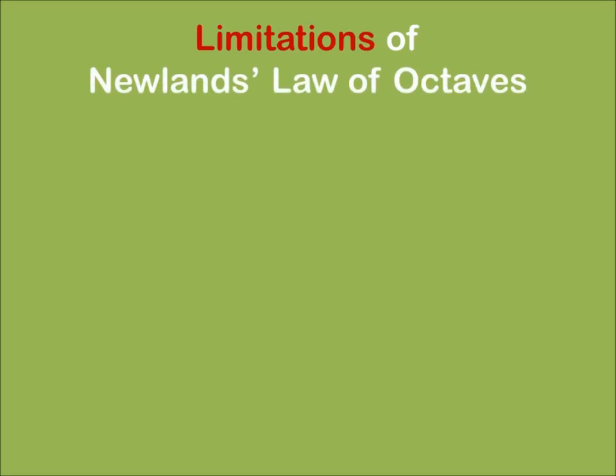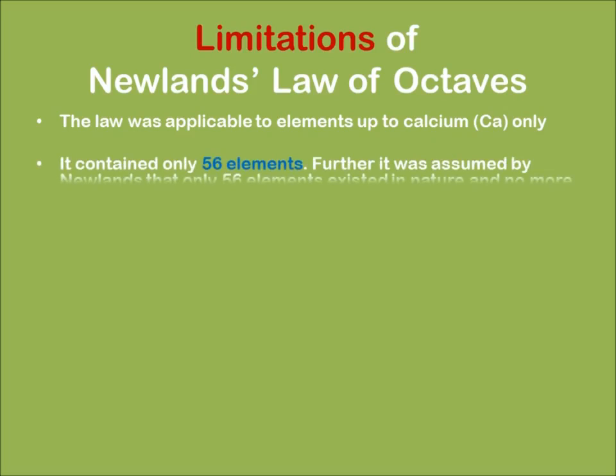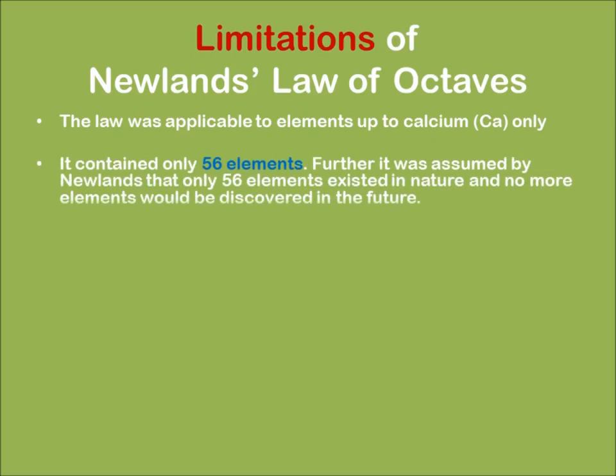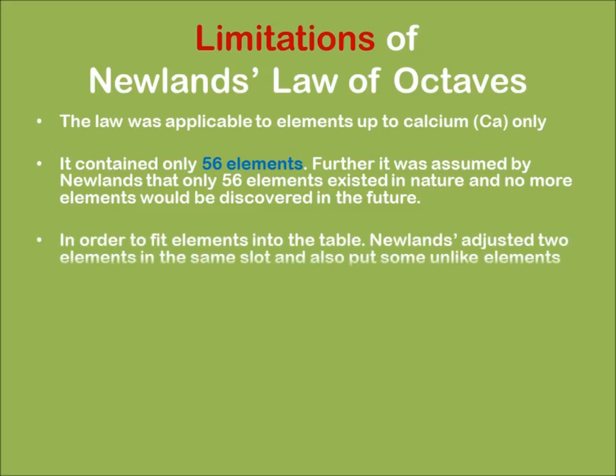Now, coming to the limitations of Newlands' law of octaves. This law was applicable only to elements up to calcium, not beyond calcium. It contained only 56 elements. Further, it was assumed that only 56 elements existed in nature and no more elements could be discovered in the future. In order to fit these elements into the table, some of the elements were paired up as shown in the table before.